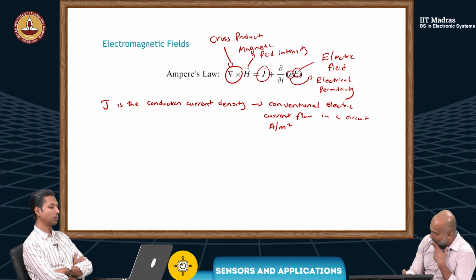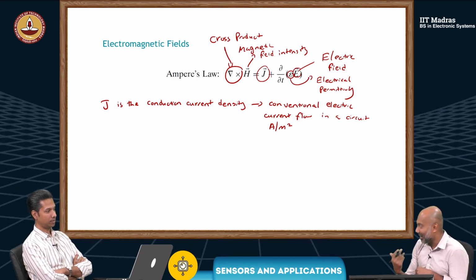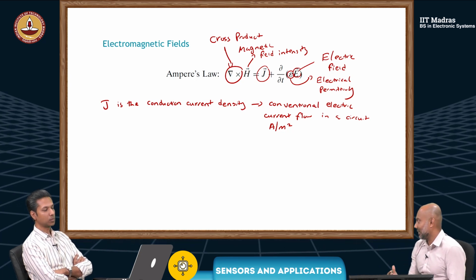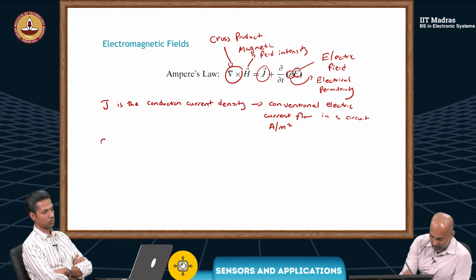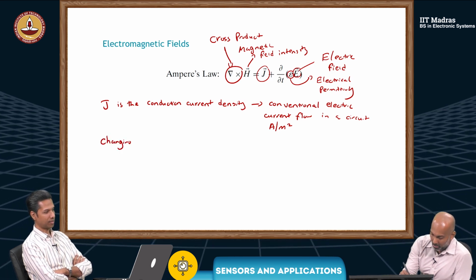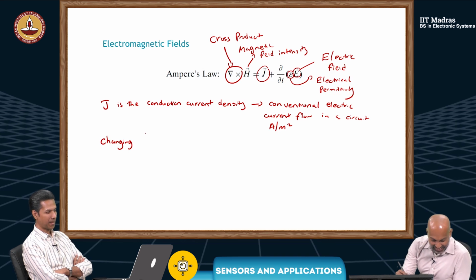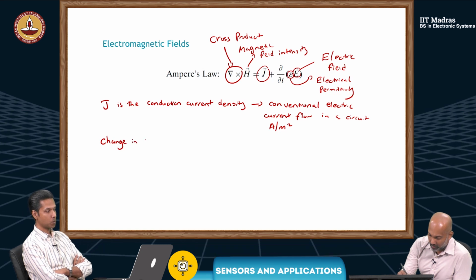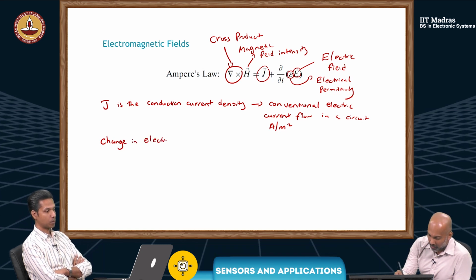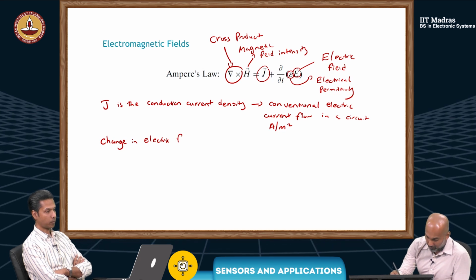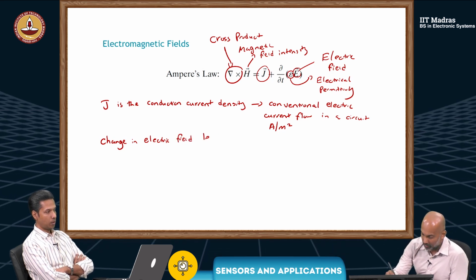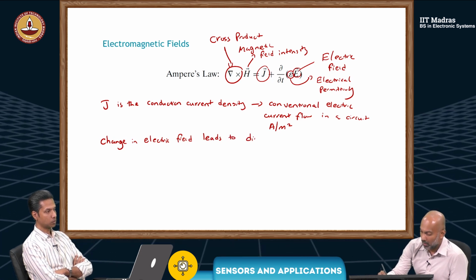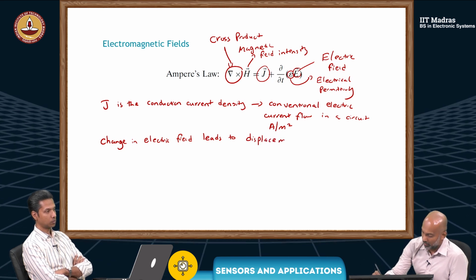So that means it has to be some current. There has to be some current. Right? Because in the first case, you talk about a current. Now, here also there must be some current. So a special current. So a change in the electric field leads to what we call a displacement current.